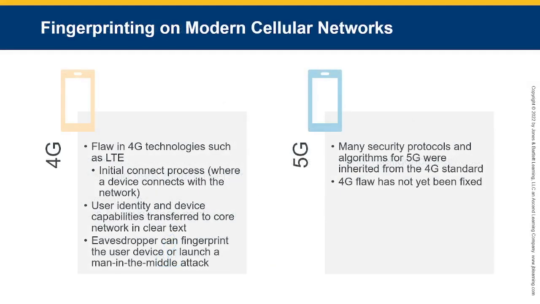There is a flaw in 4G signals such as LTE. In the initial connection process, the user identity and device capability are transferred to the core network in clear text. An eavesdropper can fingerprint the user device or launch a man-in-the-middle attack. In 5G networks, many security protocols and algorithms were inherited from the 4G standard, but they did not fix the flaw in 4G.